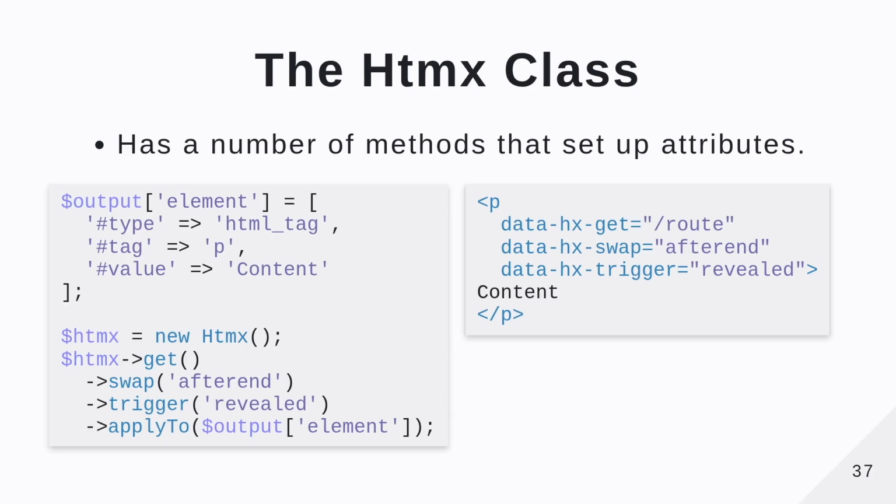So for example, we use the HTMX class like this. We create some render array. This one just creates a p tag. And then we pass it into the applyTo method of the HTMX class. So we make a new object and apply these attributes in. What that does, on the right hand side, is what we get on the front end. It adds these things and translates these methods into attributes. The key thing is the applyTo will also add the HTMX library to your page request. So it's already there as part of the page request anyway.